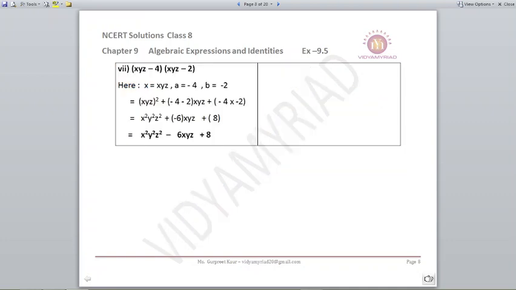Next, xyz minus 4, xyz minus 2. So here x is xyz, a is minus 4, b is minus 2. Put it into the formula, you get x square y square z square minus 6xyz plus 8.